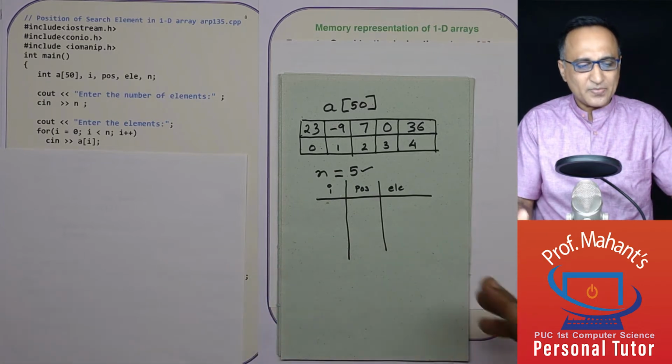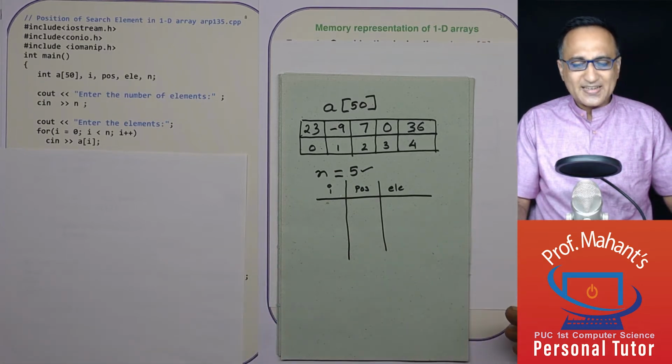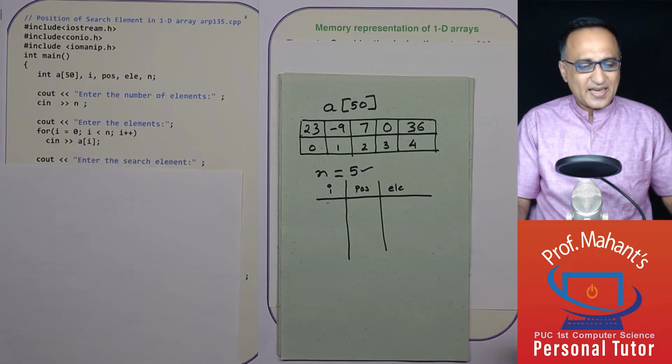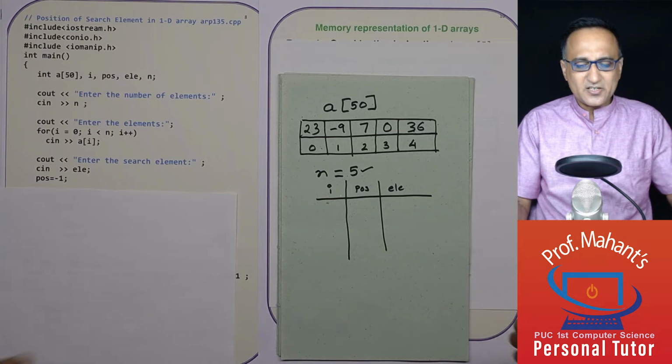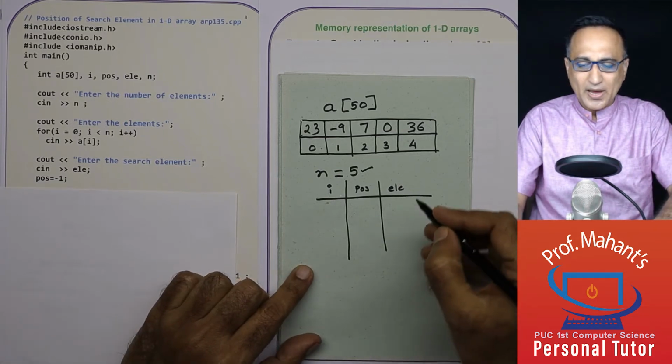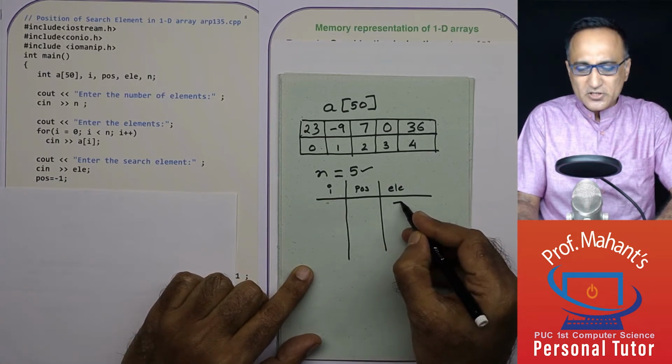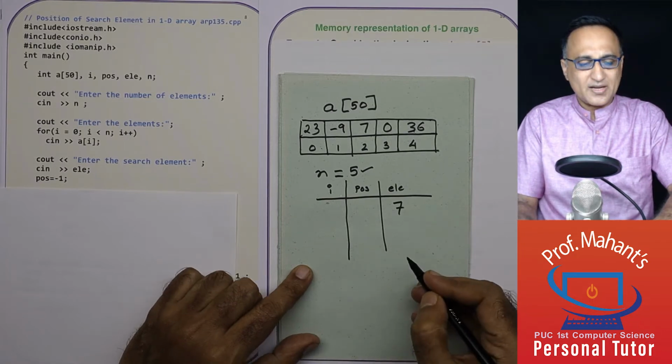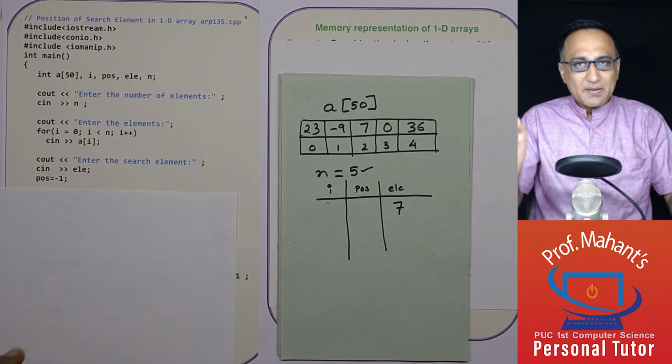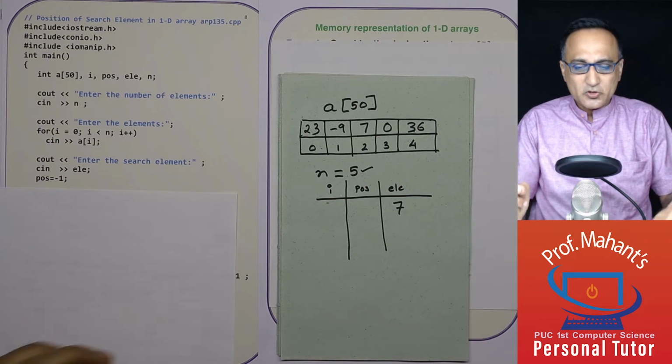Now what I am going to do is, let us say I want to search whether 7 exists in this array or not. So I am asking the user to enter the search value. So the element I want to search is whether 7 exists or not. In addition to that, I am also interested in the position of 7.